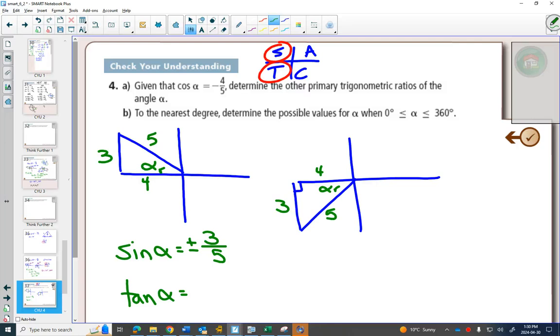Tan is going to be the opposite side over the adjacent side. In quadrant 3, it would be positive, right? But in quadrant 2, it'd be negative, so we have to put plus or minus again.